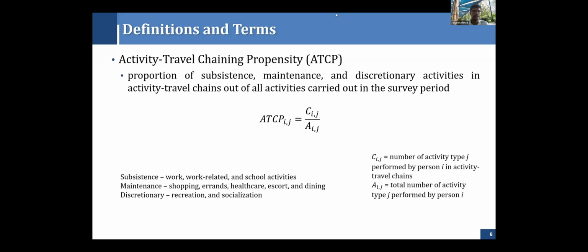So I categorize the activity into 3 different categories. The subsistence category includes work-related and school activities. The maintenance group includes shopping, errands, healthcare, escort, and dining activities. And the discretionary category includes recreation and socialization activities.